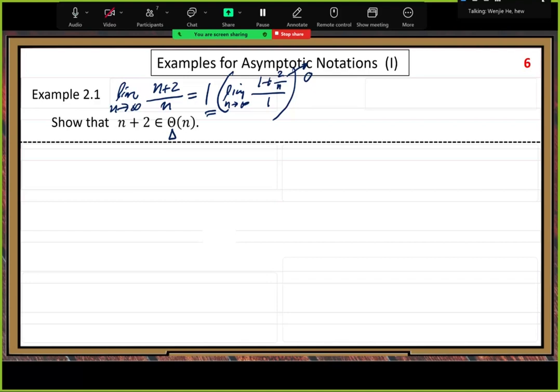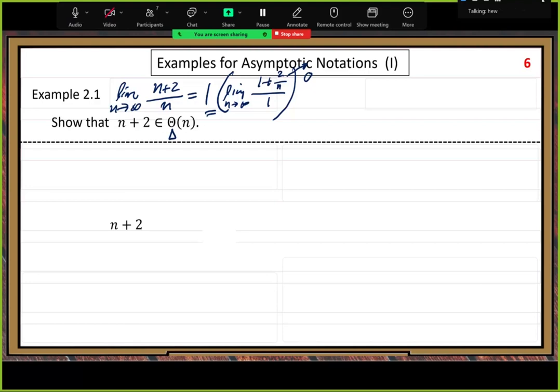Next, I want to use the definition way, the inequality way. We do the same thing, but we use the upper bound and the lower bound. How to get the upper bound? When we start, we need to find c1 and c2.